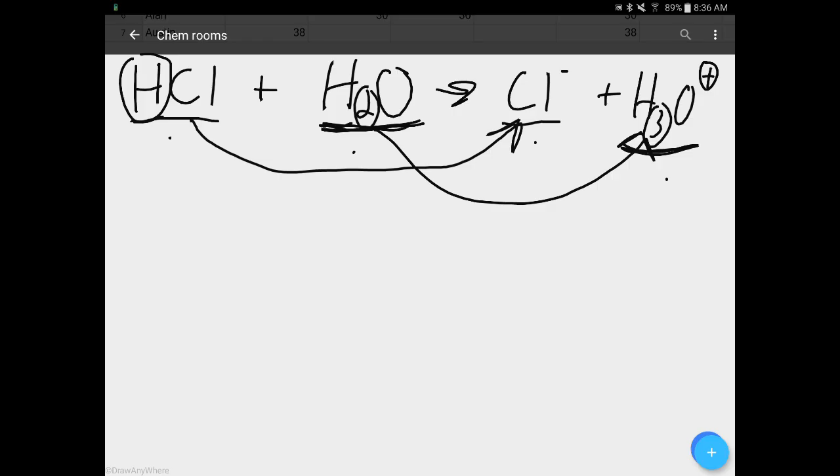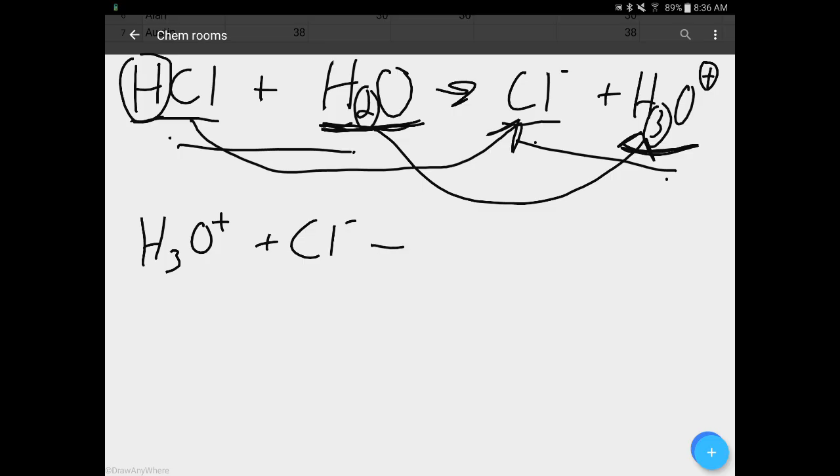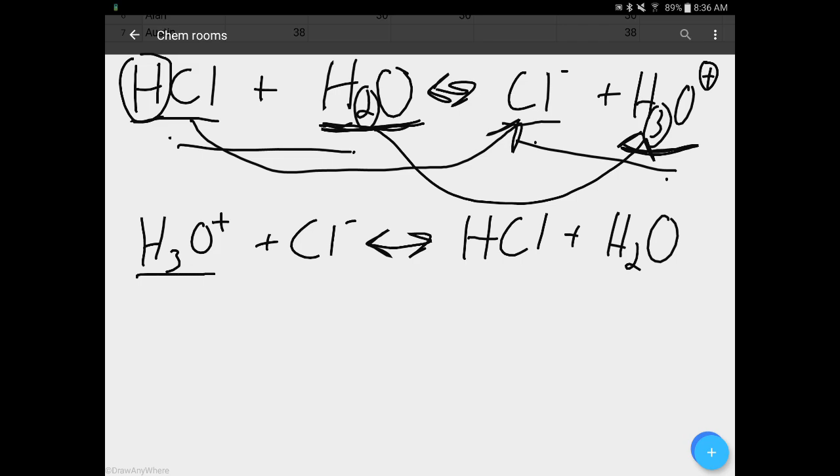Okay. Now, the reason that the acid turns into a conjugate base and the base turns into a conjugate acid is if we flipped the reaction around. So if instead of the products being over here and the reactants being over here, we switched, and we had H3O+ over here plus Cl- over here, and then our reactants on the other side, HCl plus H2O. I should have put a double-sided arrow up there, but these are double-sided arrows, which means it's a reversible reaction.